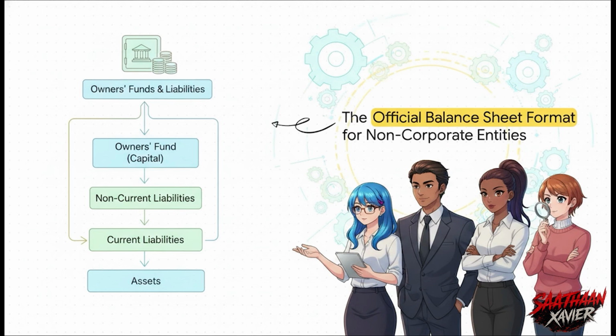Right at the top, it demands we start with owner's funds and liabilities. You absolutely cannot just list things wherever you feel like it. It follows a highly logical flow, starting with the owner's fund, which includes the capital account, then moving down through non-current liabilities, current liabilities, and eventually balancing all of that against the assets at the bottom. The whole point of this strict structure? Total transparency for anyone analyzing the health of the business.